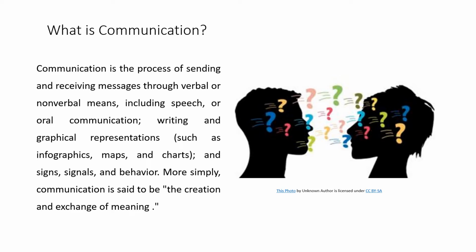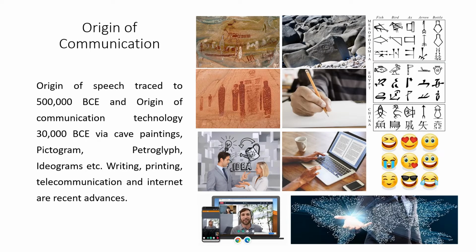In simple words, sending a message from our brain to someone else's brain. Origin of communication. The origin of speech is traced back to 5 million BC, and the origin of communication technologies like writing, encryptions, etc. is dated back to 30,000 BC via cave paintings, pictograms, petroglyphs, ideograms, etc. Writing, printing, telecommunication and internet are recent advances.